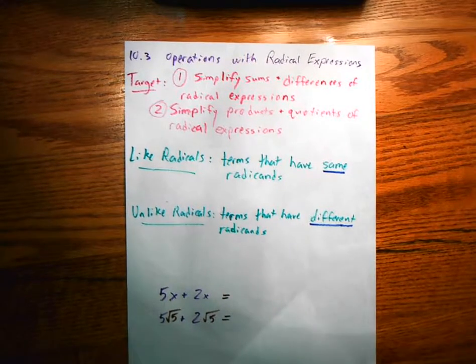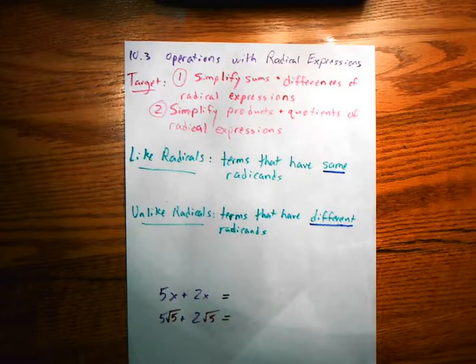Hello, this video is on section 10.3, which is titled Operations with Radical Expressions, and the learning targets are: one, to simplify sums and differences of radical expressions, and two, to simplify products and quotients of radical expressions.